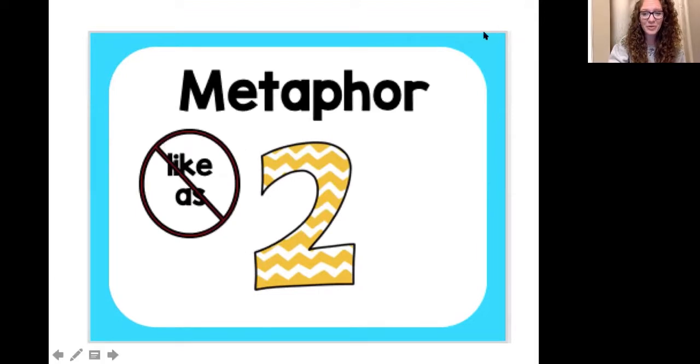Next, we have metaphor. Do you notice anything that is the same about this card as simile? That's right, it still has a two. Metaphor compares two things, does not use like or as. Great job. So both of these are going to compare two things, but similes are going to use like or as, and metaphors are not.